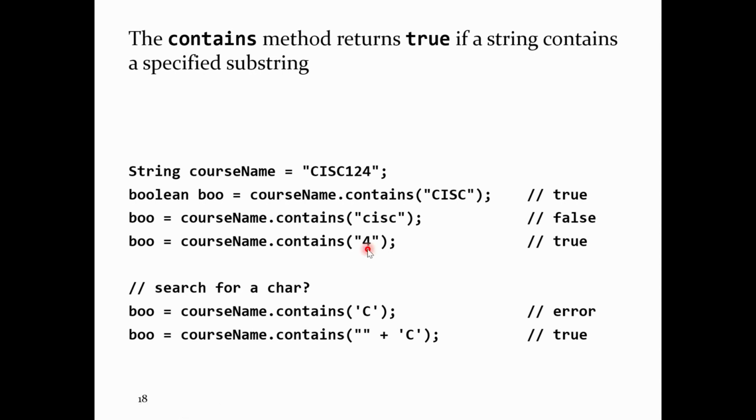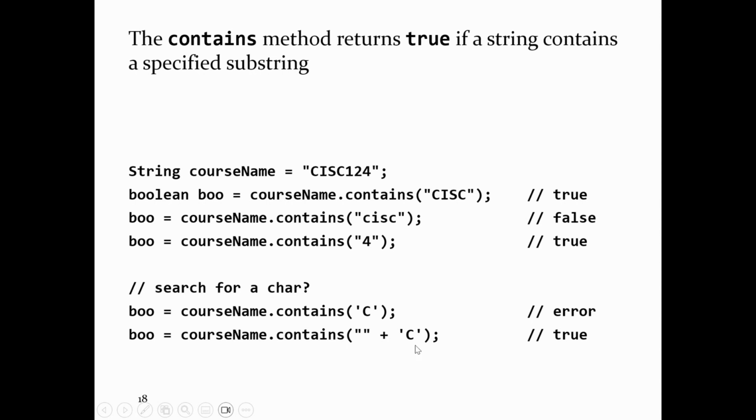Does the string 4 appear in CISC124? The answer is yes. Can you search for a character with contains? The answer is no. Another strange feature of the way the class was designed. You might think that the class would be designed to search for characters, but instead, contains searches for strings. So if you try to search for the character C, you get an error. It says there is no contains method that takes in a char. So what do you do? Well, you want to pass in the string C and not the character C.